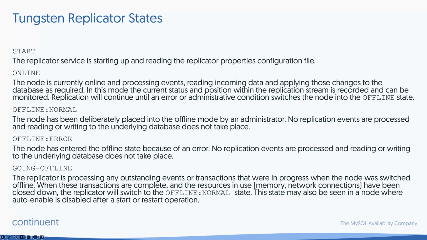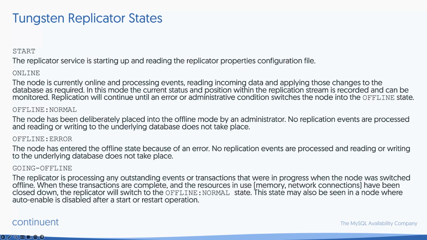Depending upon the configuration, the replicator will either then go into online or offline normal, unless the replicator fails to go online, in which case one of the error or offline states may be displayed. Online is the normal operational state you would expect to see when the replicator is operating and healthy.